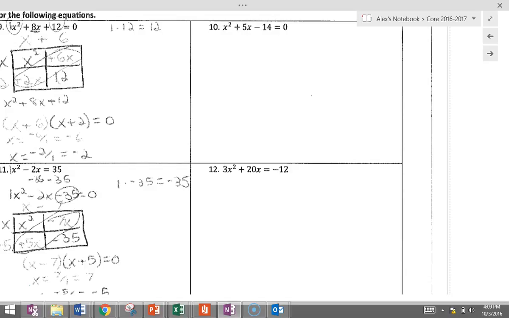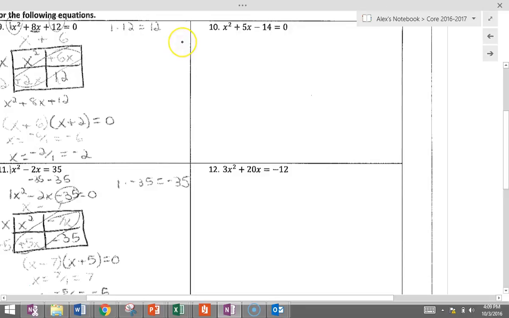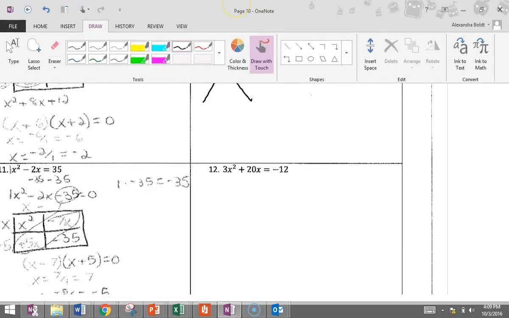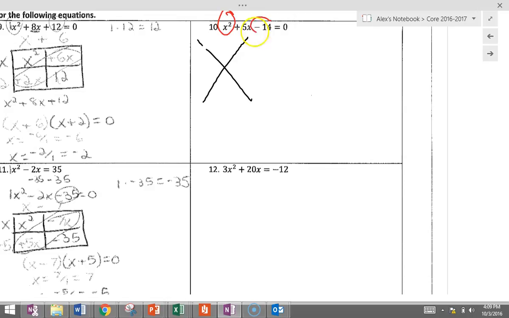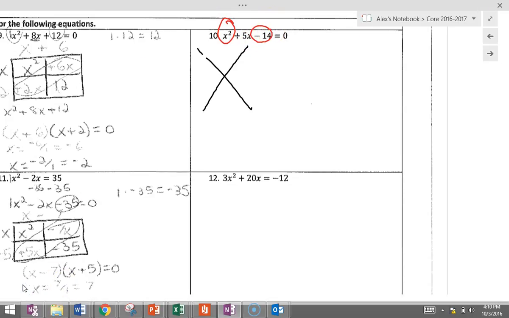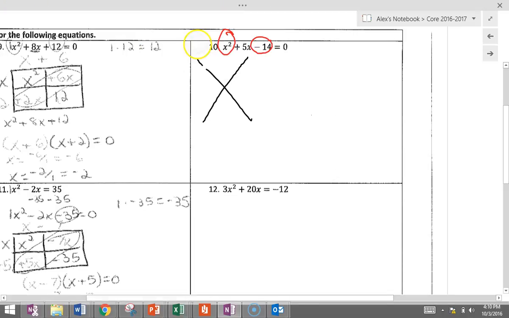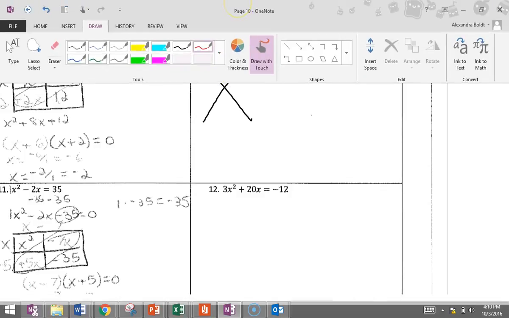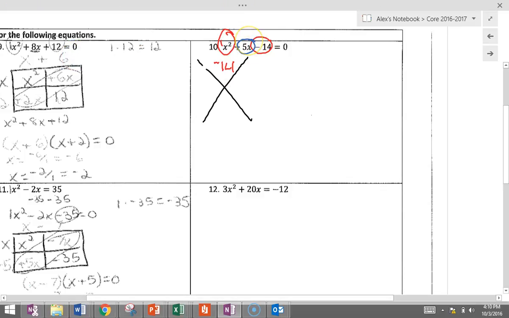Alright, so looking at number 10, x squared plus 5x minus 14. Again, remember, we always start with drawing that x. So on top, I have x squared and minus 14. And remember, there's definitely a 1 in front of that x squared. So I have 1 times negative 14, which is negative 14. Then, on the bottom, I have what's in the middle there, which is 5. Alright, so I'm looking for my two numbers that multiply to negative 14 but add to 5.